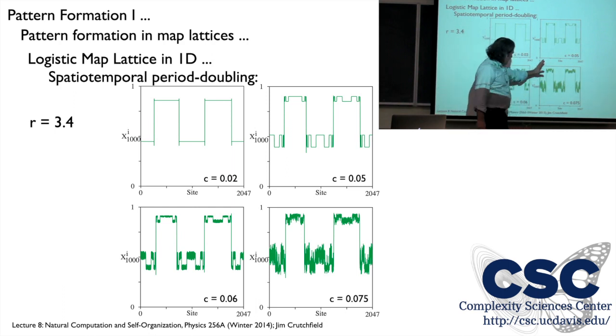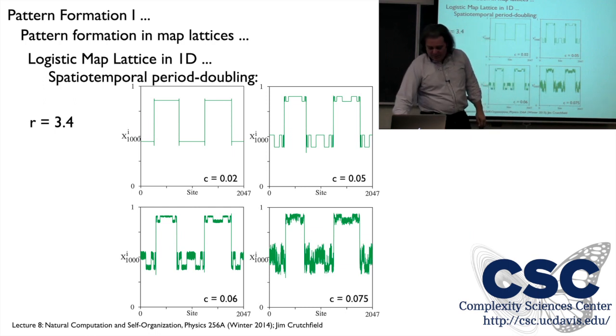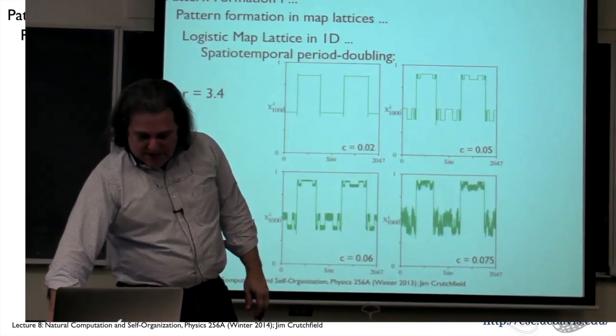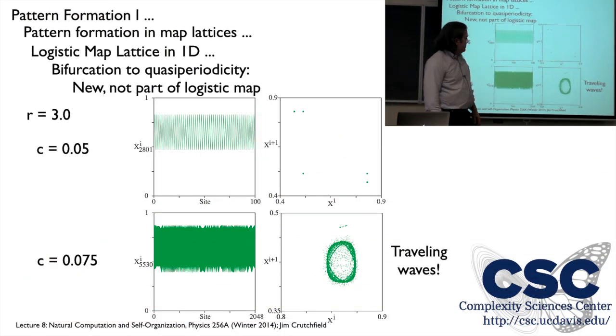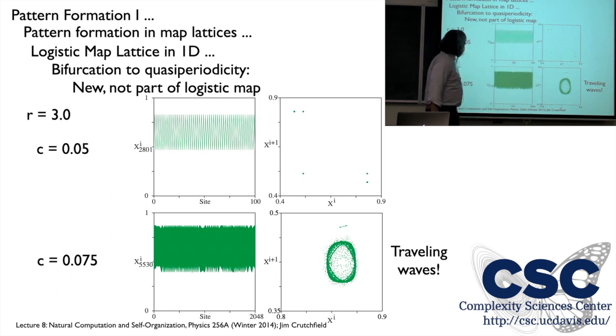And the parameter values where this happens, the actual values of the amplitudes, can be calculated in terms of what we know about the period doubling behavior of an individual map. Now, what's interesting about the logistic map lattice is that there's something else that happens. There's something new that's not, in a sense, anticipated by extending what we know about the period doubling behavior.